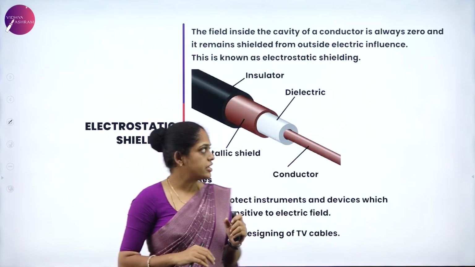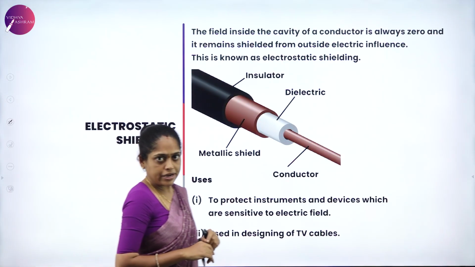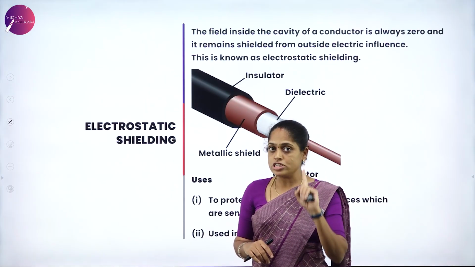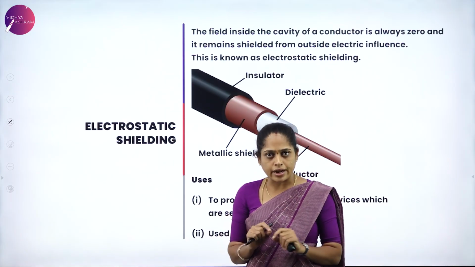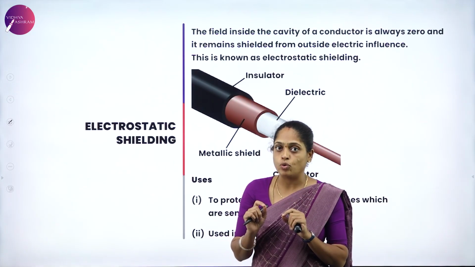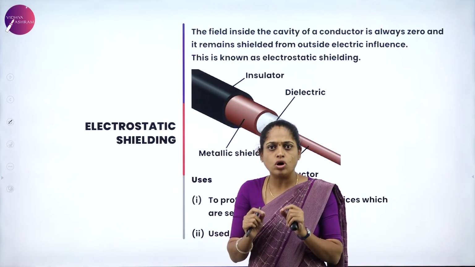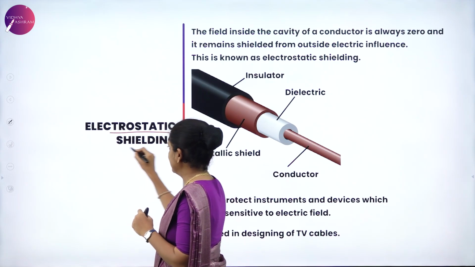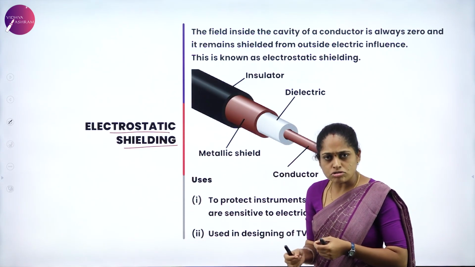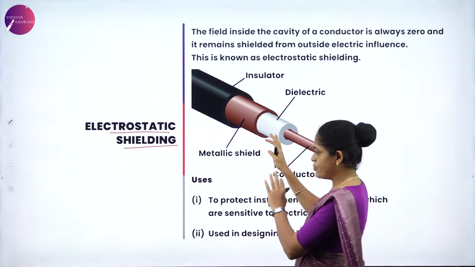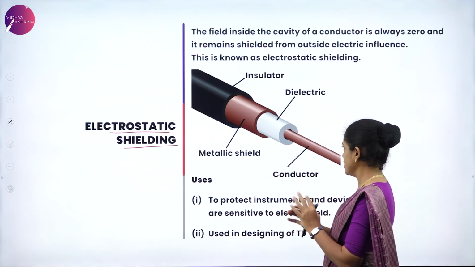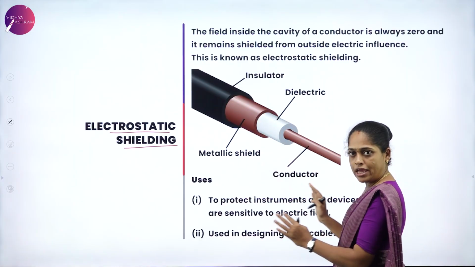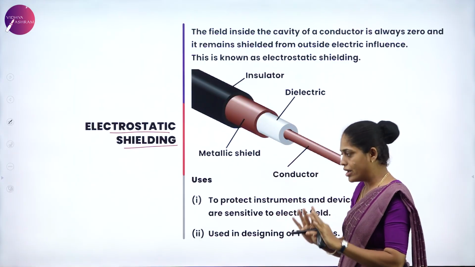Yes. Next, let us move on to electrostatic shielding. In the electrostatics of the conductor, the first point is, inside the conductor the electric field is 0. That point leads to a very important application, that is electrostatic shielding. What is this electrostatic shielding? Observe this picture to understand this. Yes, here you can see the 4 layers. This is a TV cable where you will have 4 layers.